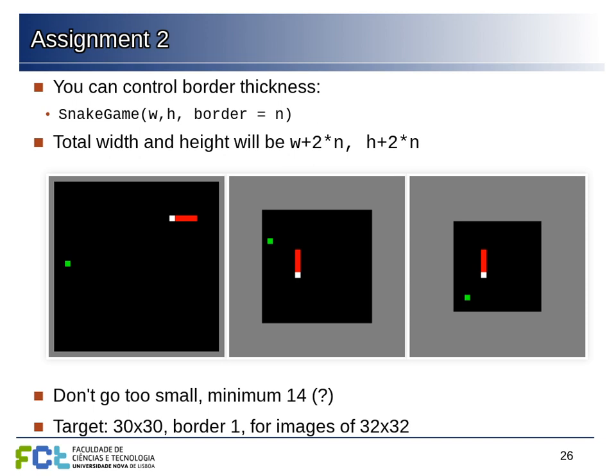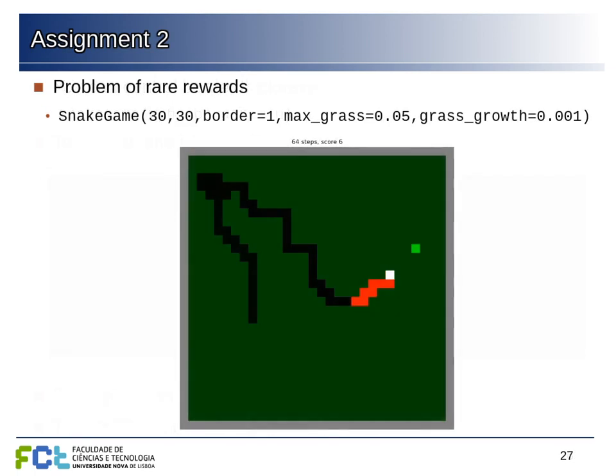So what I suggest is that you use images of 32 by 32, and this would be the default 30 by 30 on the board, plus a border of 1 on each side. That's most of the examples I give here. But you can experiment with other sizes if you want.